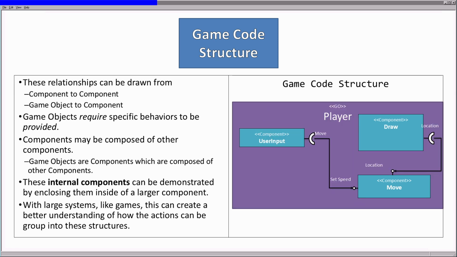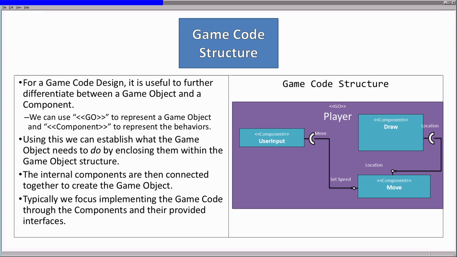We may consider designing it more in this way. We can understand that components may be composed of other components. As mentioned before, game objects are components which are composed of other components. These internal components can be demonstrated by enclosing them inside of a larger one. With large systems like games, this creates a better understanding of how the actions can be grouped into structures.